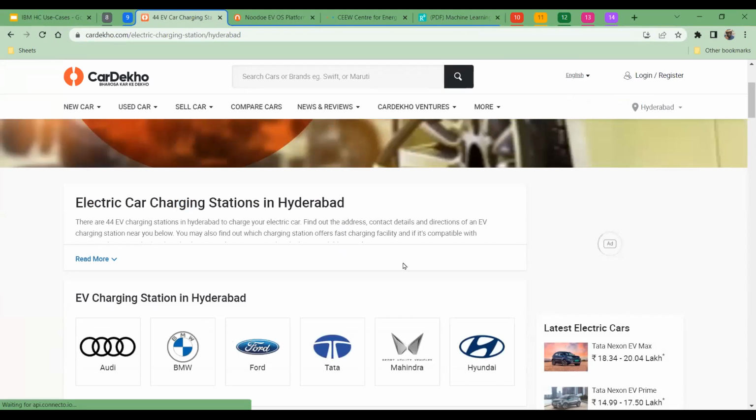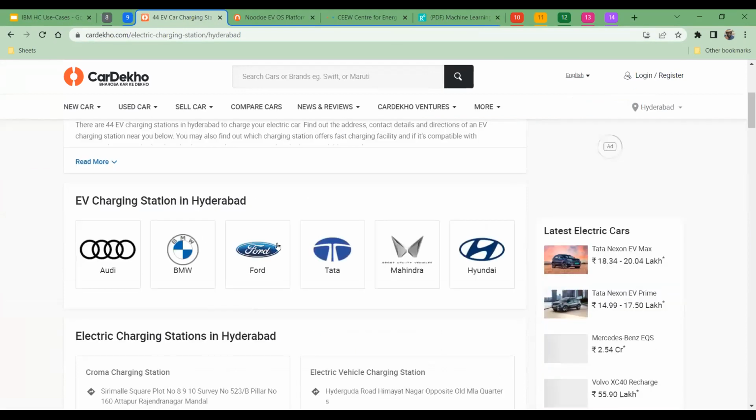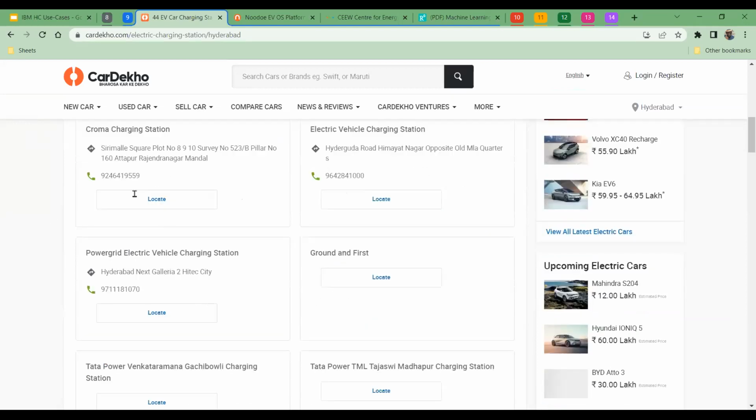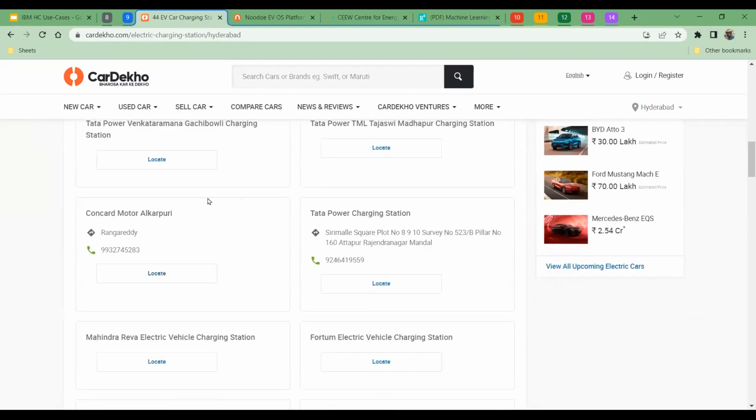See, these are all the manufacturers we have: Audi, BMW, Ford. You can also search and see. This is where we have a lot of power stations, so you can locate them. This is giving some accessible information, where you can locate your charging station.